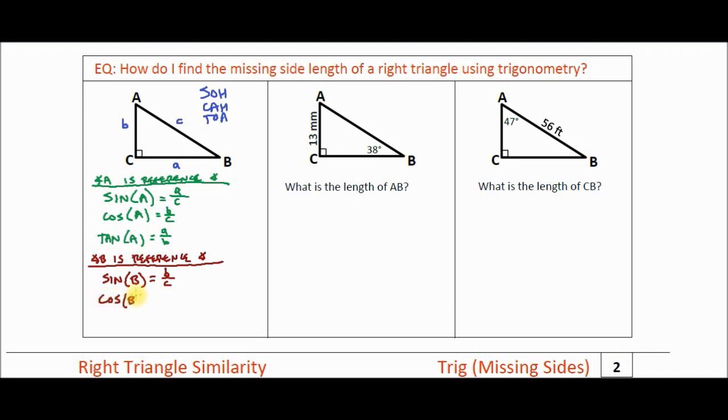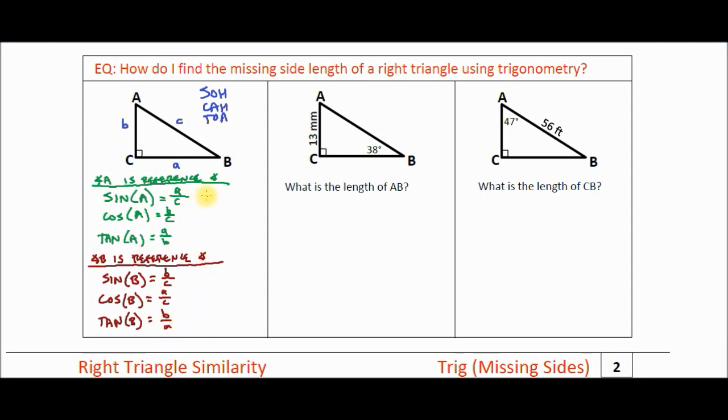Cosine of angle B, well, take a look. Cosine is adjacent over hypotenuse. Look at our reference angle B. The leg that's adjacent to, or next to, angle B is a, and the hypotenuse is c. So cosine of angle B is a over c. And then our last one, tangent of angle B. Tangent is opposite over adjacent. Opposite of angle B is small b. The adjacent leg to angle B is a, so tangent is going to be b over a.